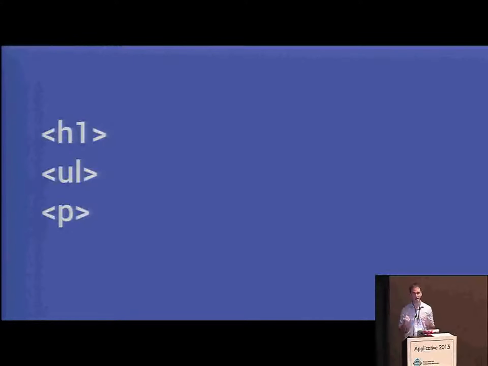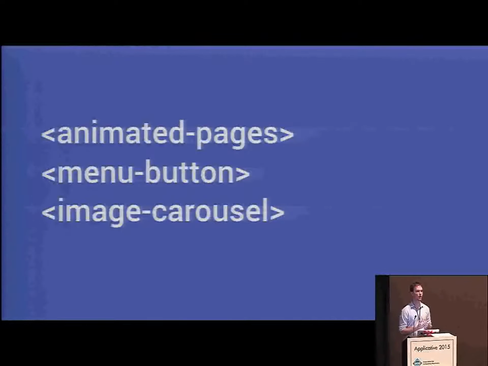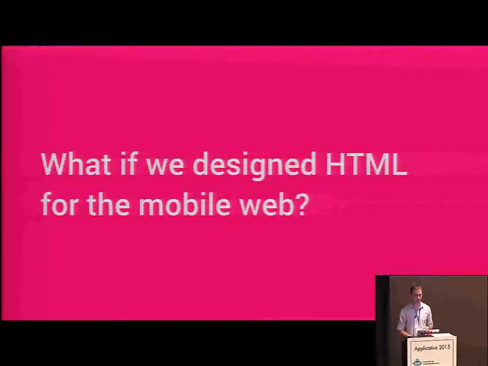And why even bother with components, to kind of go back? I showed this slide earlier. This is what you get if you're building web pages out of today's elements. You get elements that are great for document markup, not so great for building apps. What if we could change that? What if we could rewrite HTML for the modern web? What if we could create all new elements that are exactly what we need to build and structure our app in HTML? What if we got animated pages and menu buttons and image carousels? What if we redesigned HTML for the mobile web?